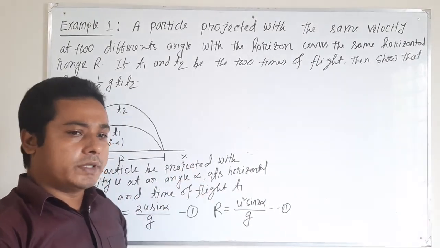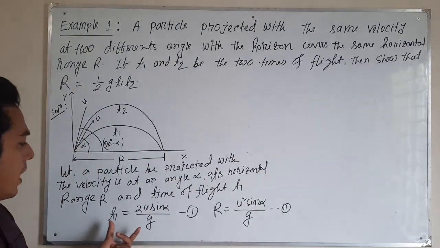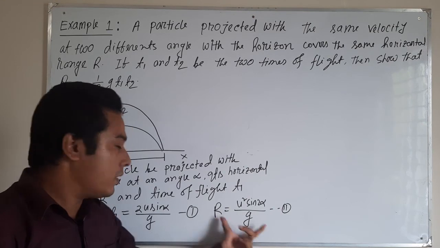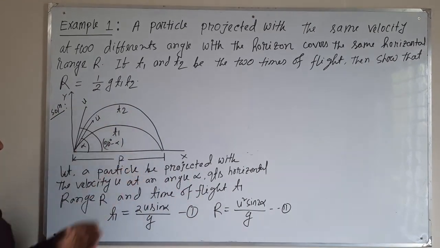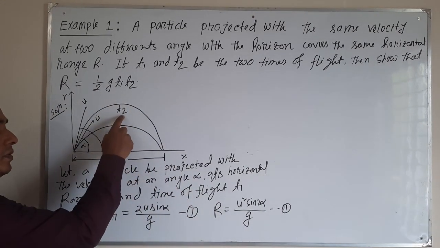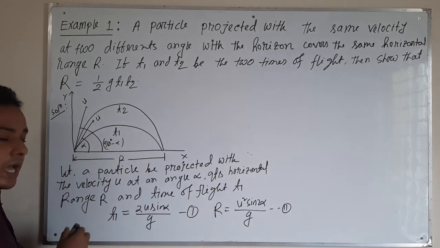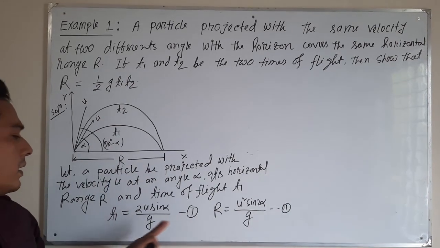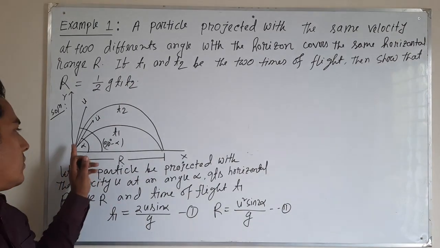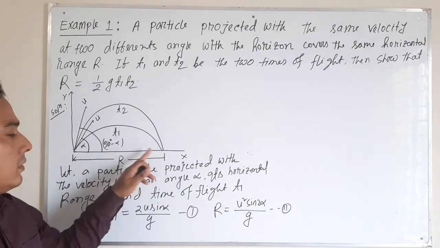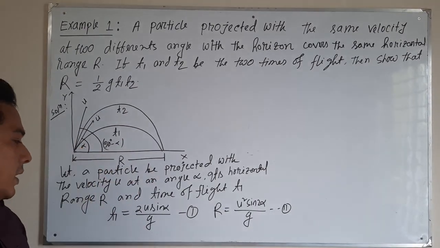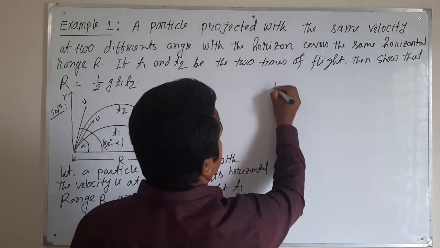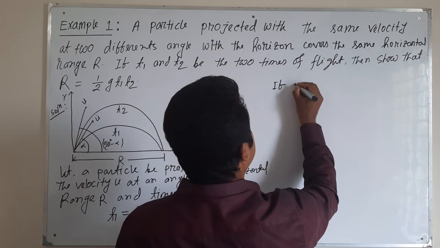Okay, for the alpha angle, if the particle is thrown with alpha angle, then the time of flight is this, and the horizontal range is the same for both times of flight. For both times of flight t1 and t2, the range is equal, which is R. And R is equal to this, and the time of flight is this for the first throw, if the angle is alpha.